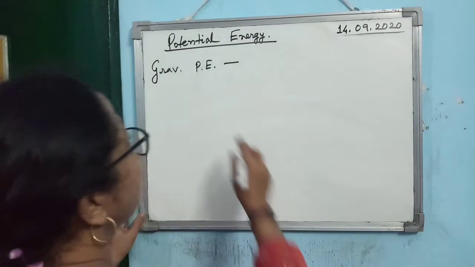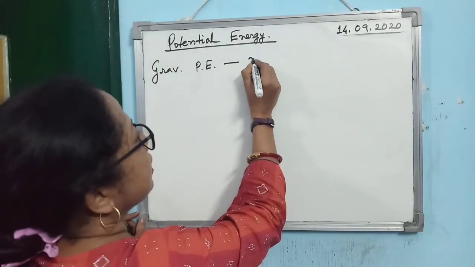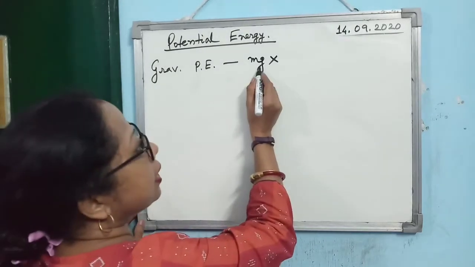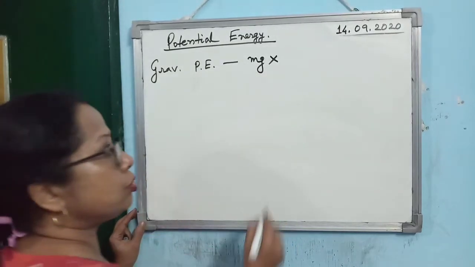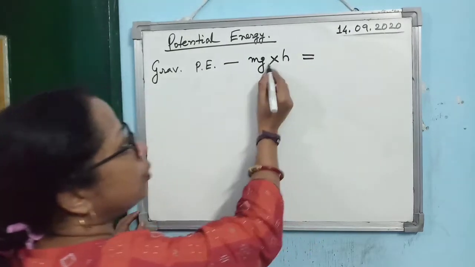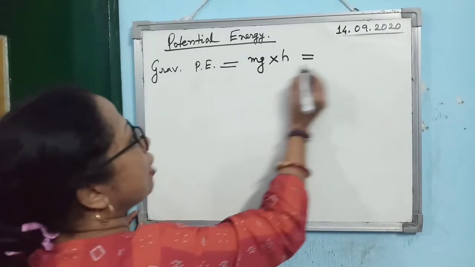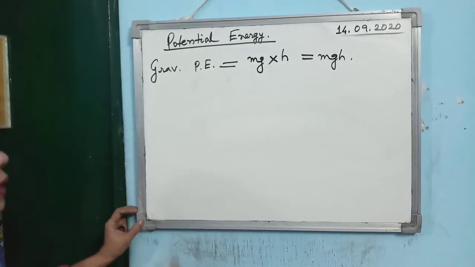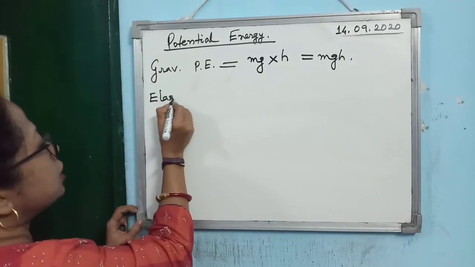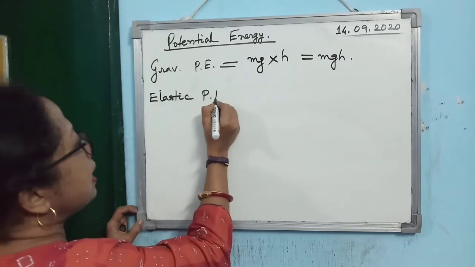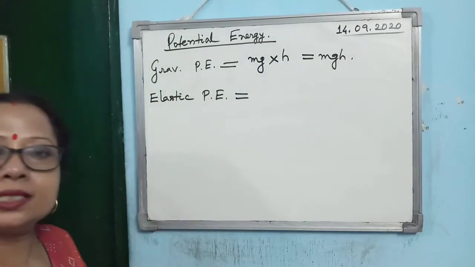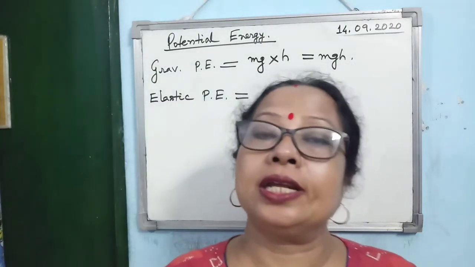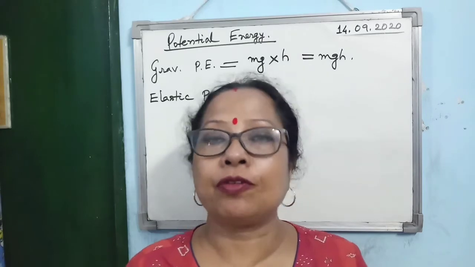Already we have done it. What will be the gravitational potential energy? It will be the gravitational force acting on the body. What is the gravitational force acting on the body? m into g, into the height to which the body is raised. So, gravitational potential energy is given by mgh. Then, the next type of potential energy is known as the elastic potential energy. Elastic potential energy is the energy gained by the body due to change in the shape of the body.